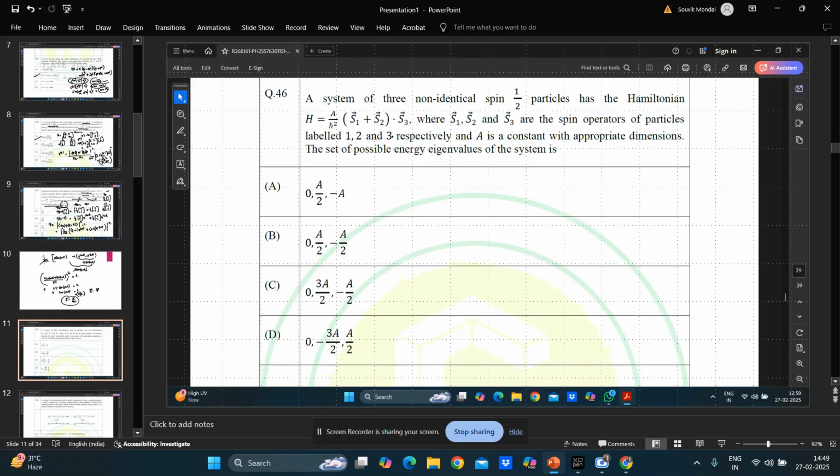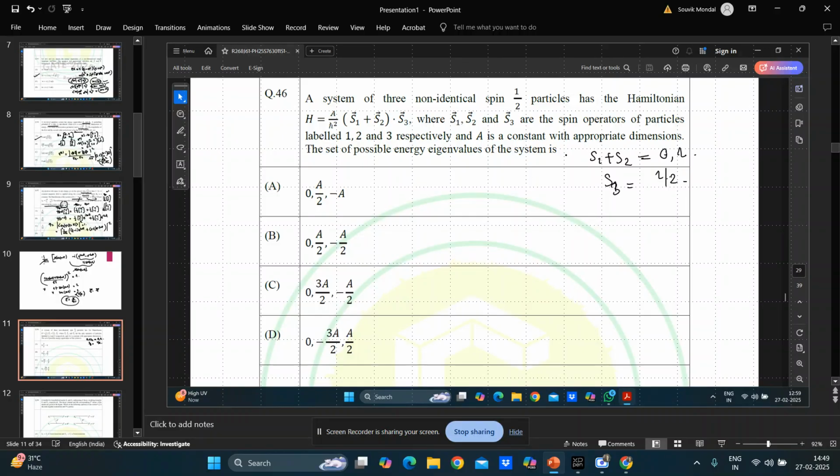The next problem you can solve in two ways. The first thing is you can first find the value of s1 plus s2. s1 plus s2 can take two values, 0 and 1, and s3 has only one value, that is half. So you have this one value with one value, this one value with another one value.